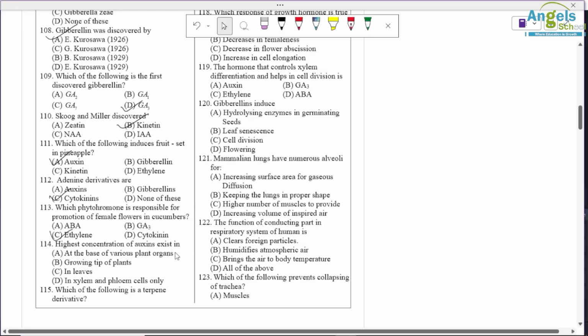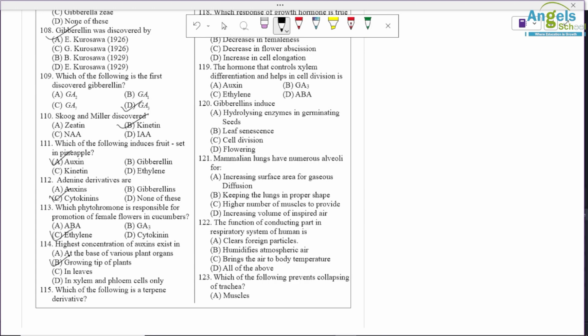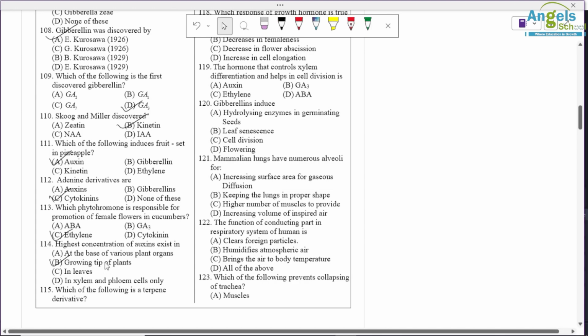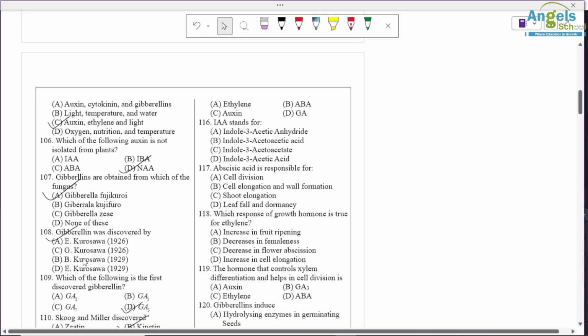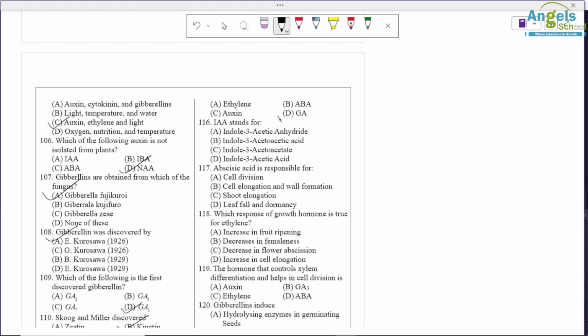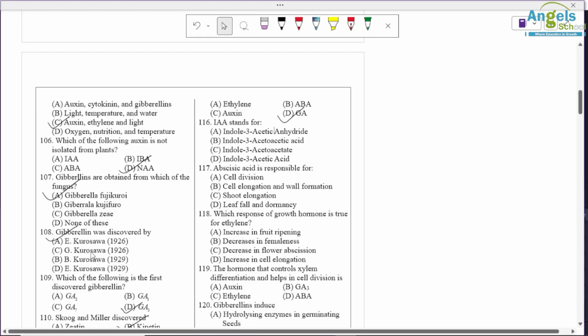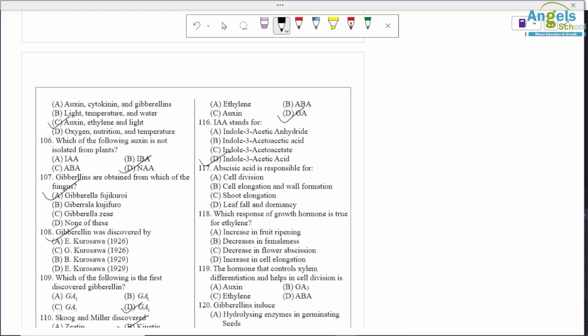Highest concentration of auxin exists in. So it is obviously present at the root and shoot tip. So the growing tip of the plant. B option is correct. Which of the following is a terpene derivative? So obviously gibberellic acid is a terpene derivative only. Full form of IAA stands for. So it is indole 3 acetic acid. So option D is correct.